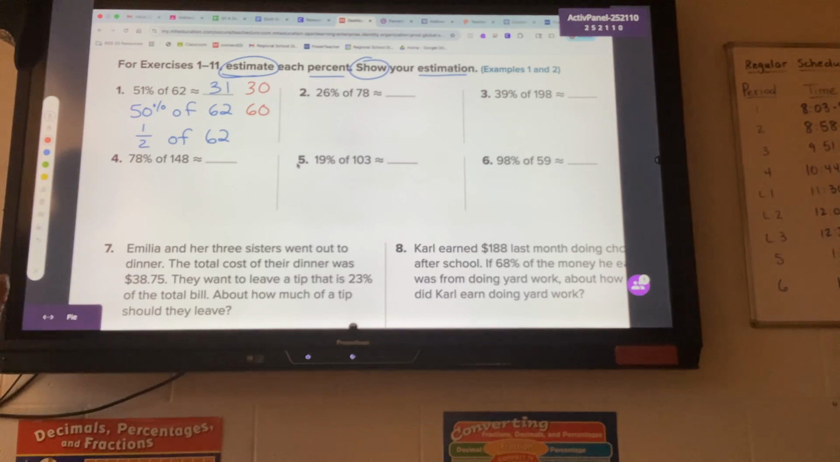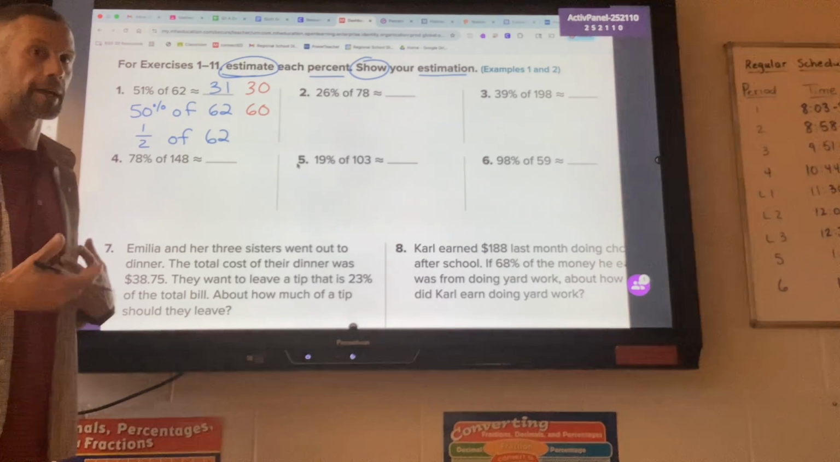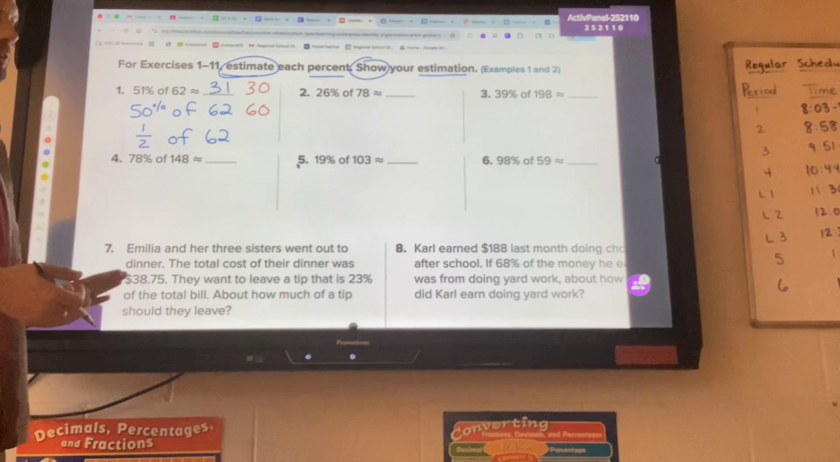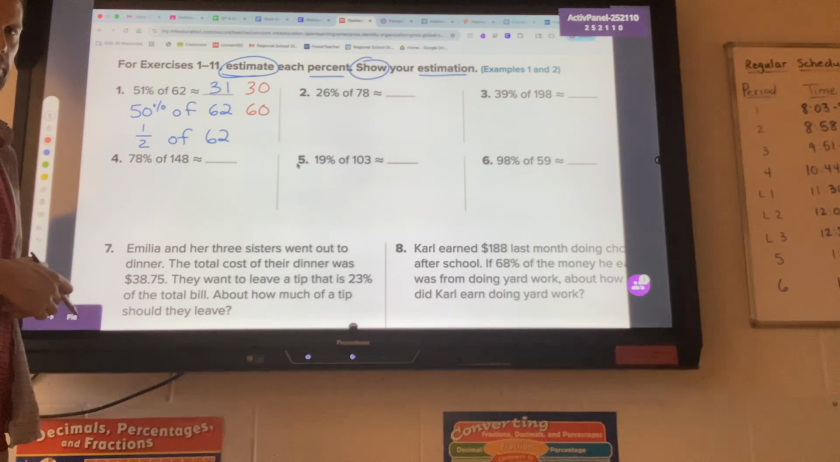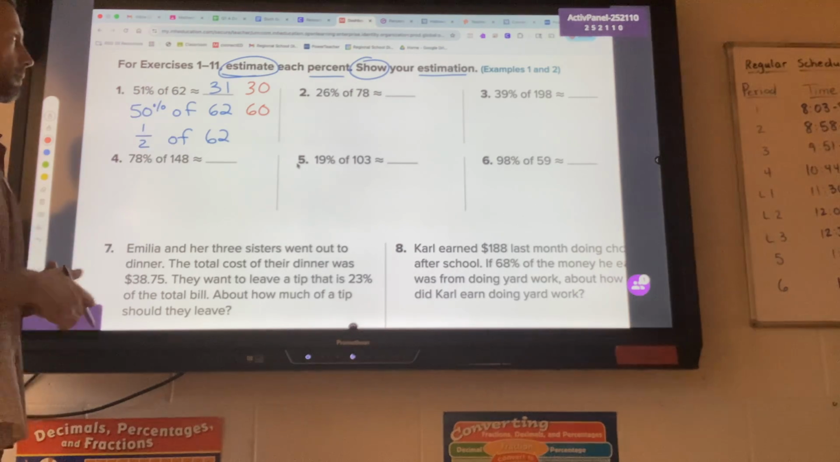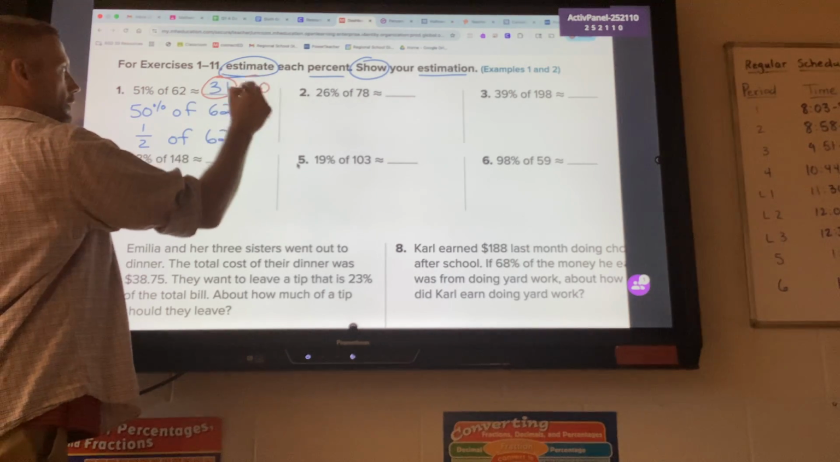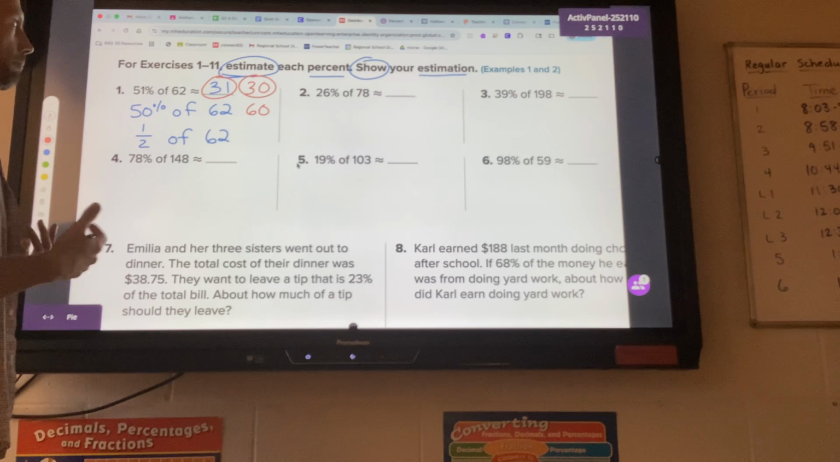It's weird to say that there are two correct answers to any math problem. Usually in math, there's one answer that's correct. But in this case, since we're estimating, as long as your answer is pretty close to the real answer, then it's an appropriate estimate. So 31 or 30 would both be good estimates.